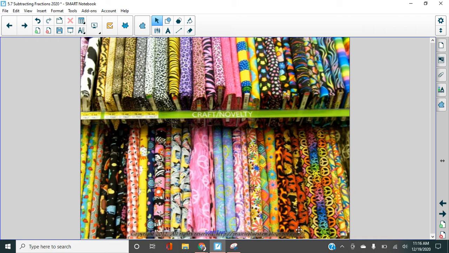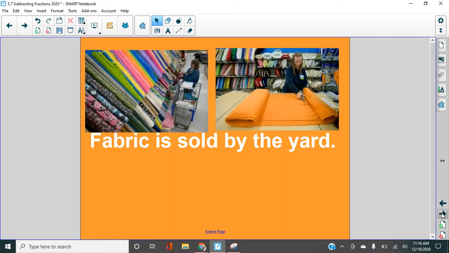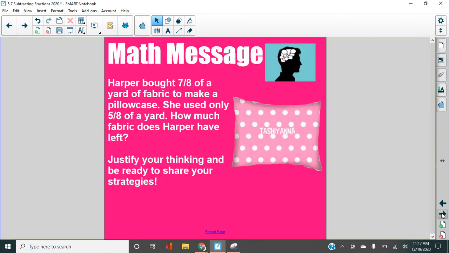This is fabric. You can buy fabric at Walmart, Target, Michael's, stores like that. And it is sold by the yard. Okay, they use yards to be able to measure it out, and then you buy a certain amount. You might ask for 2 2/6 yards, or 2 3/4 yards, or whatever it is that you need.